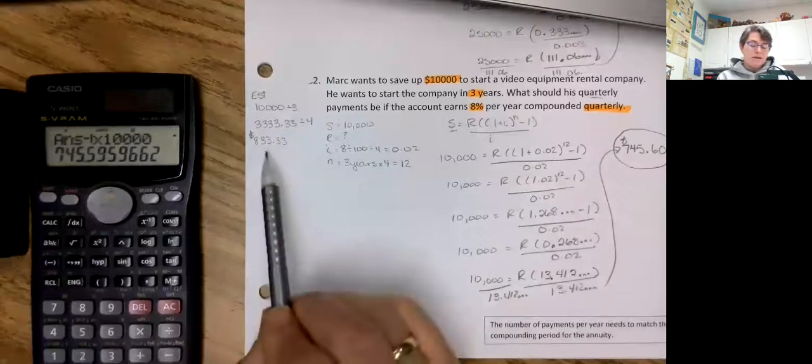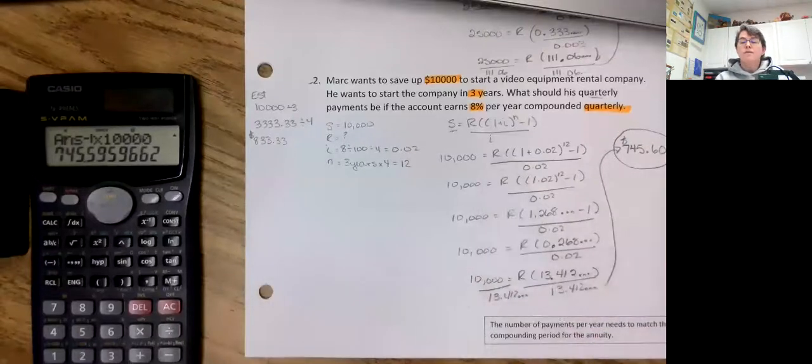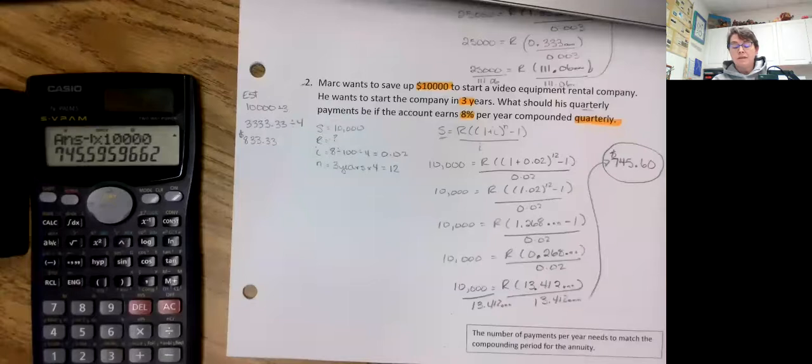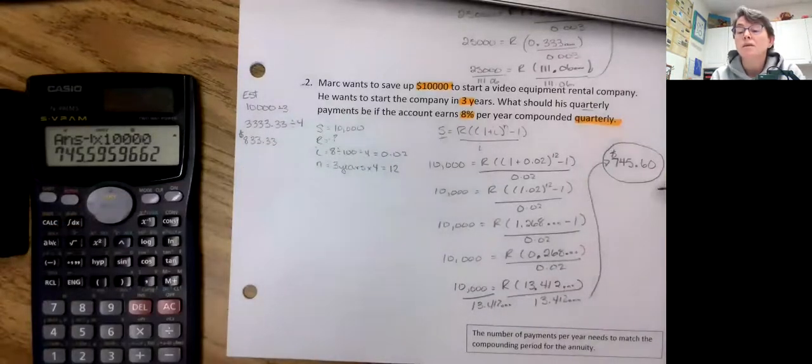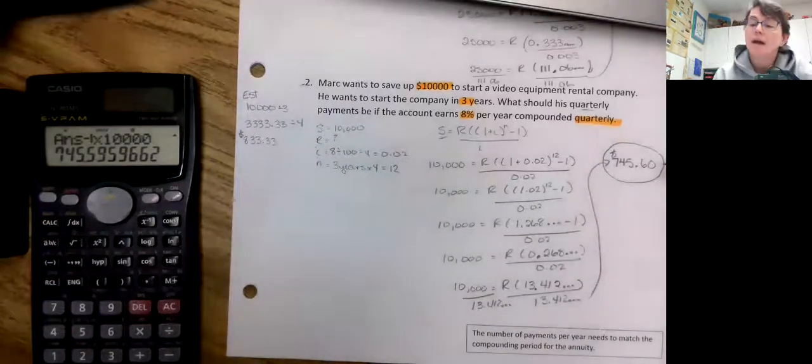So we estimated 833, and it's 745. Most you can say is basically this needs to be lower than that. If that worked out to be $12, I'd really be worried, but that's good. End of the video. Have a great day.